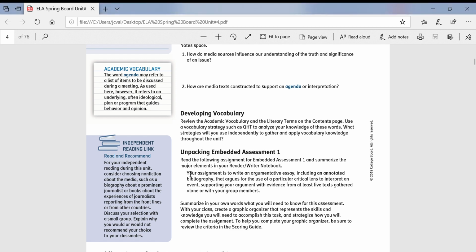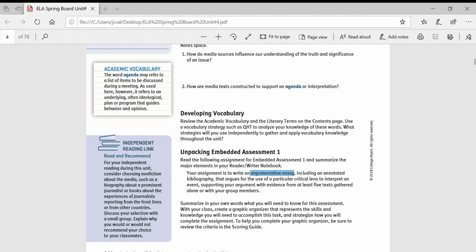Let's go ahead and look at our assignment. Your assignment is to write. So that's our first verb, write. What are we writing? We're writing an argumentative essay. And just like before, we're going to do this with all 4 things we have to do. That way, when we go to actually do the embedded assessment, we know we are answering the prompt in its entirety.